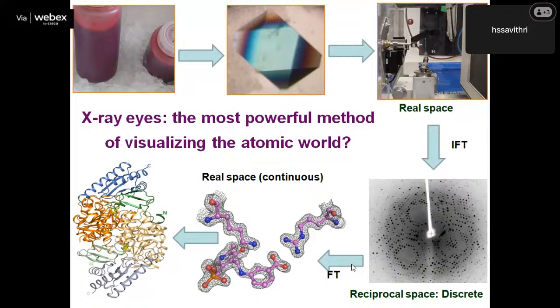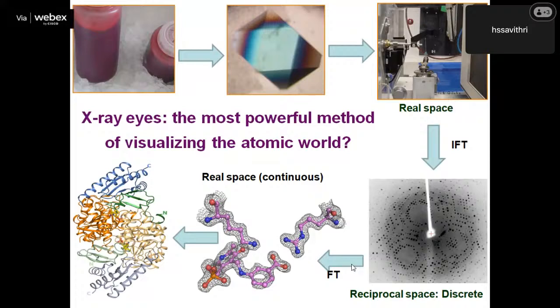This technology was initiated in the 60s and perfected over the next 3 decades. It was such a phenomenal success. I will come to how phenomenal it is in the next slide. If you look at this, I have titled this: X-ray is the most powerful method of visualizing the atomic world.